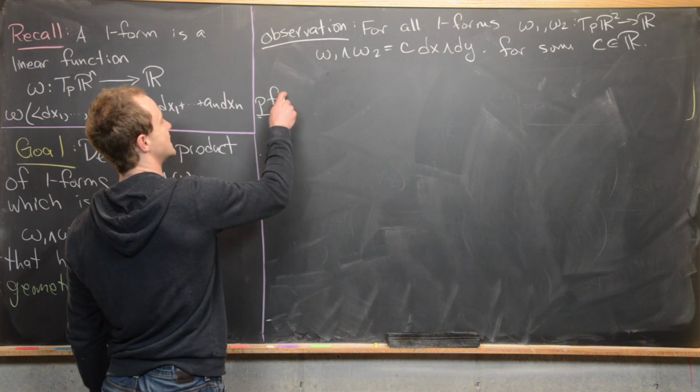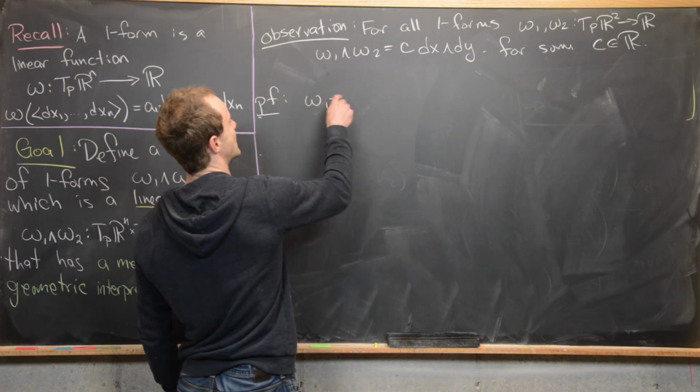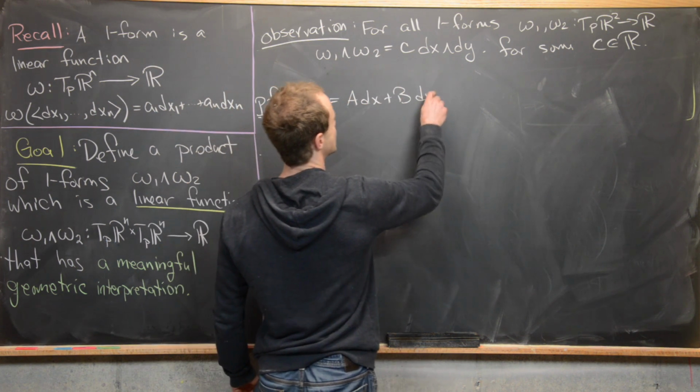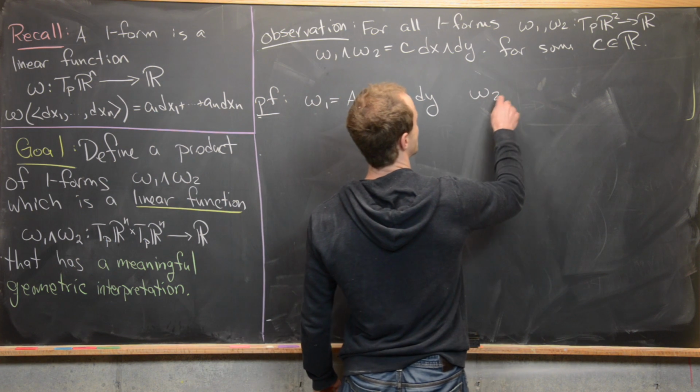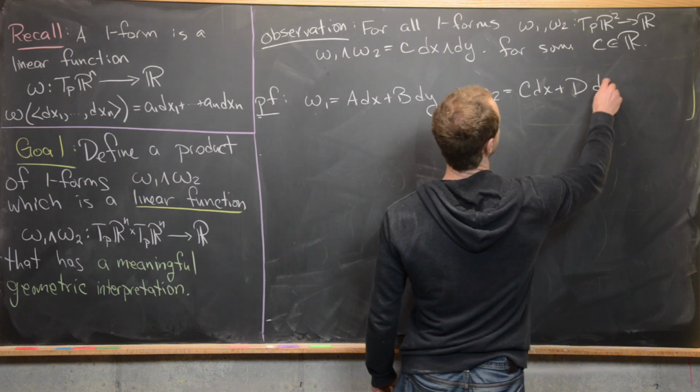It's really just calculation built off of our last observation. So let's maybe say that omega 1 is equal to a dx plus b dy. And let's say that omega 2 is equal to c dx plus d dy.